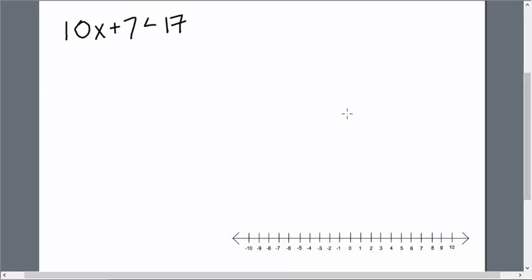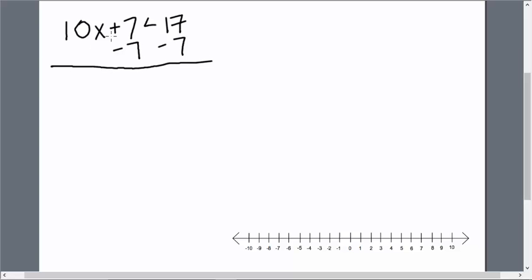So this is solving and graphing an inequality. So I've got my number line down here. Now what we want to do is first we want to solve this inequality down. So I want x by itself. So I'm going to subtract 7 from each side.